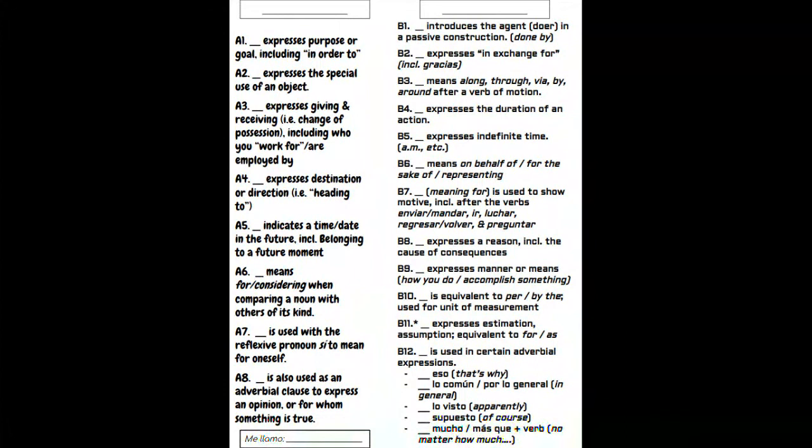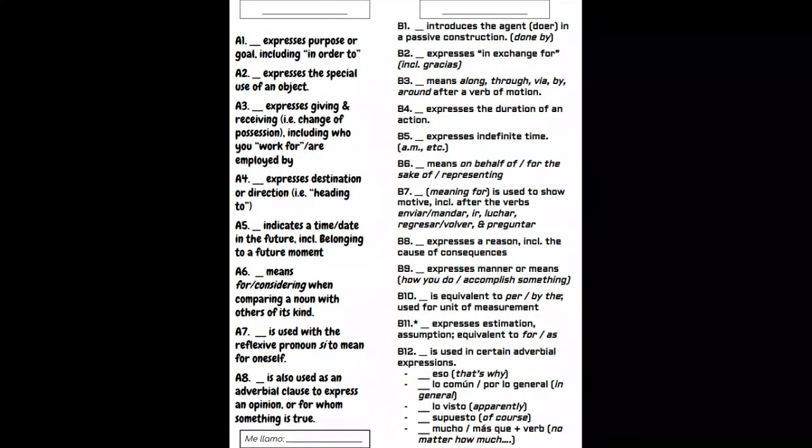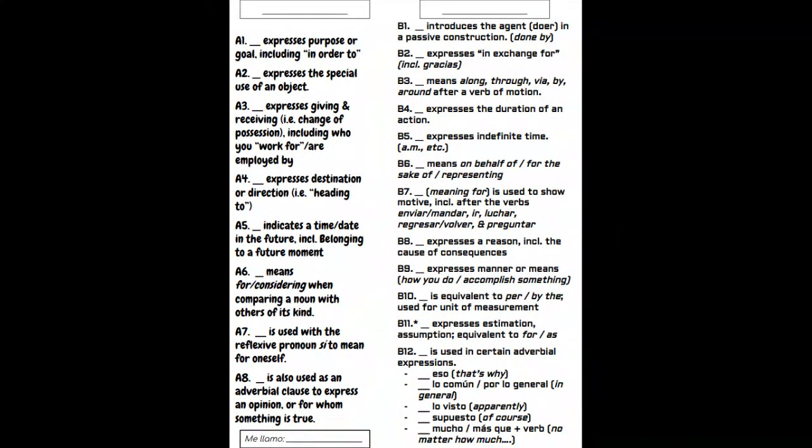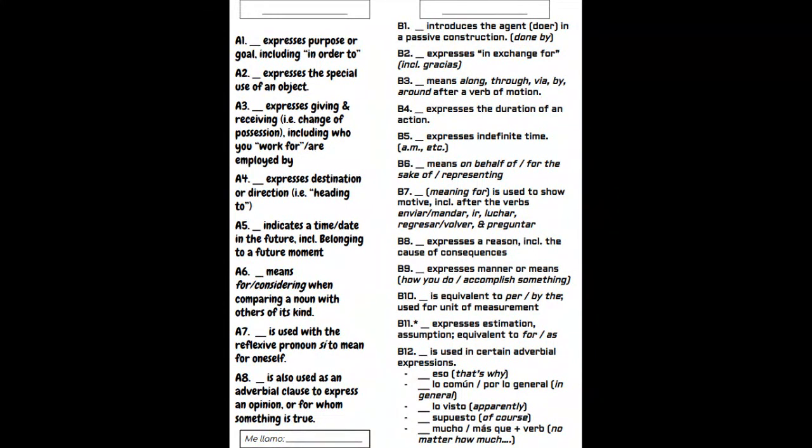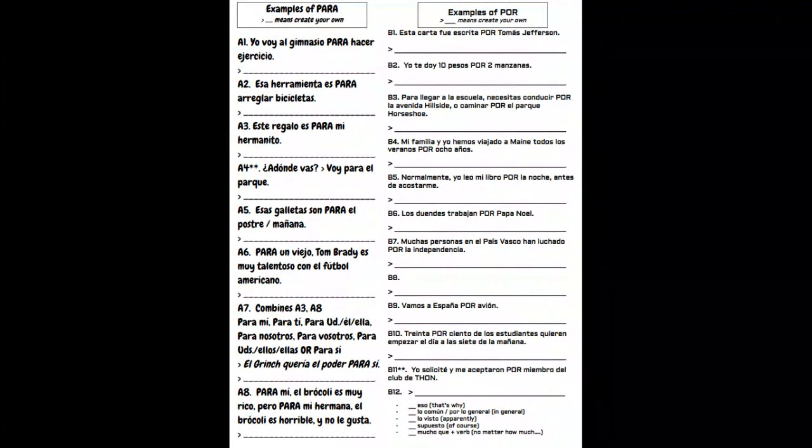B9. Use por to express a manner or a means. How do you accomplish something? Okay. So I buy my clothes online. Yo compro la ropa por internet. Okay. How do we get to Spain? Vamos a España por avión. We get to Spain by plane. Okay. What is the means through which something is accomplished?